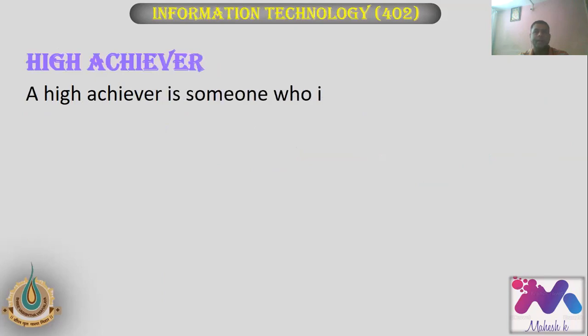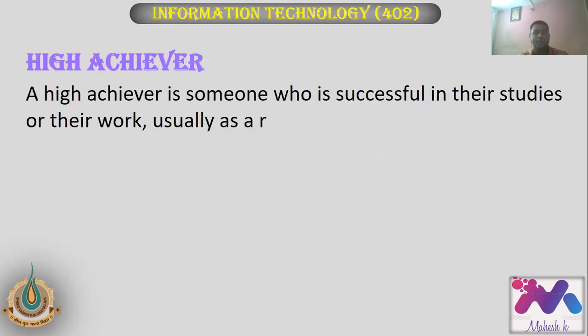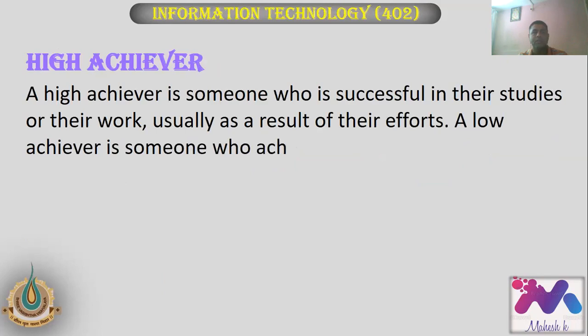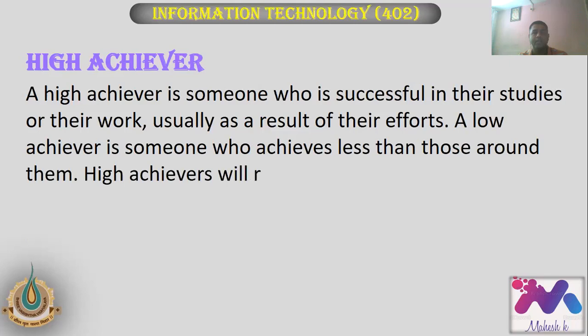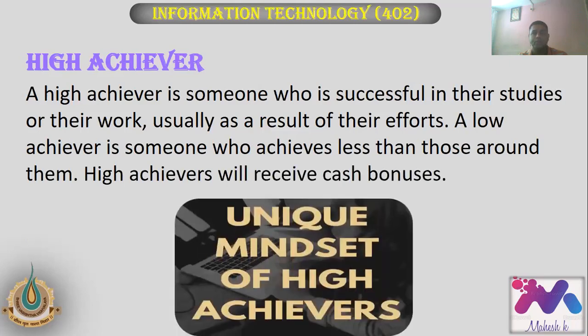High achievers. A high achiever is someone who is successful in their studies or their work, usually as a result of their efforts. A low achiever is someone who achieves less than those around them. High achievers will receive cash bonuses. Sometimes, if you go for sales representative, I think you observe that if you achieve some target the company assigns to the employee, you will get the bonus. The same thing here also.